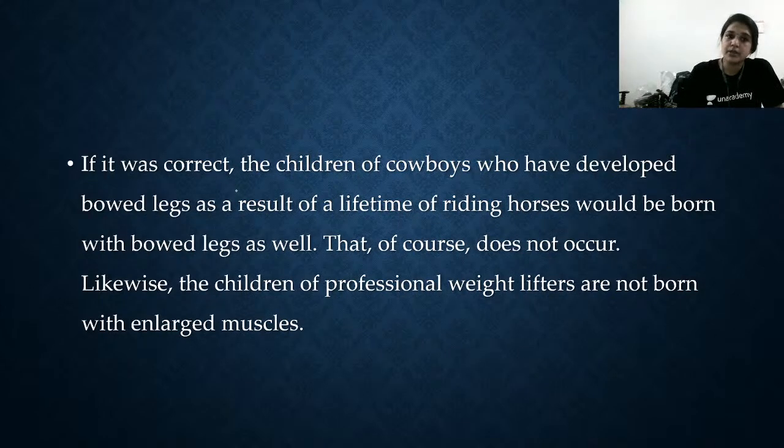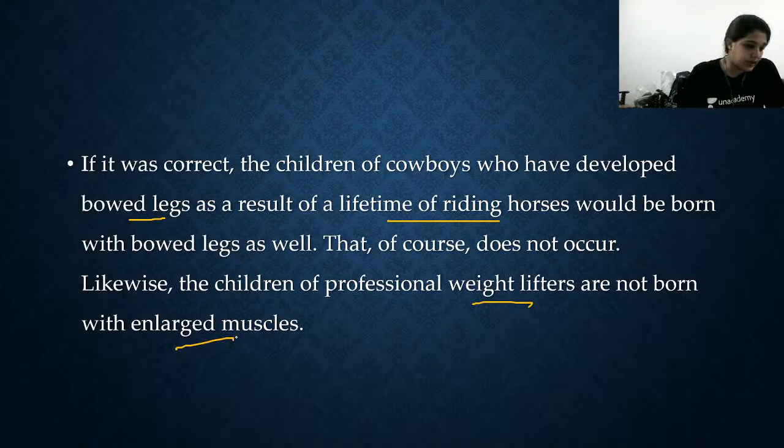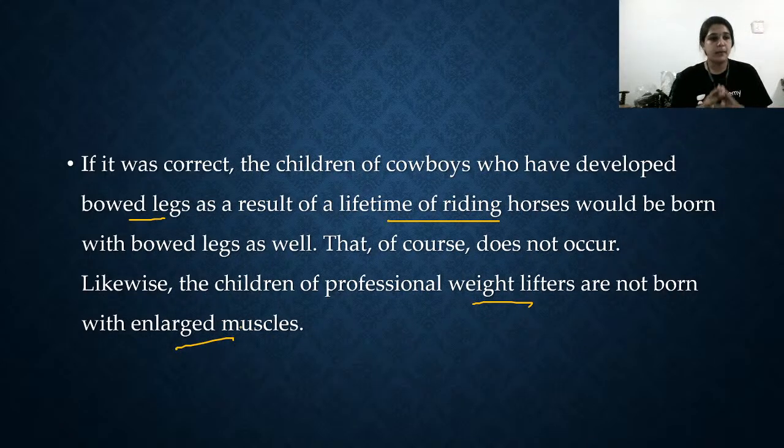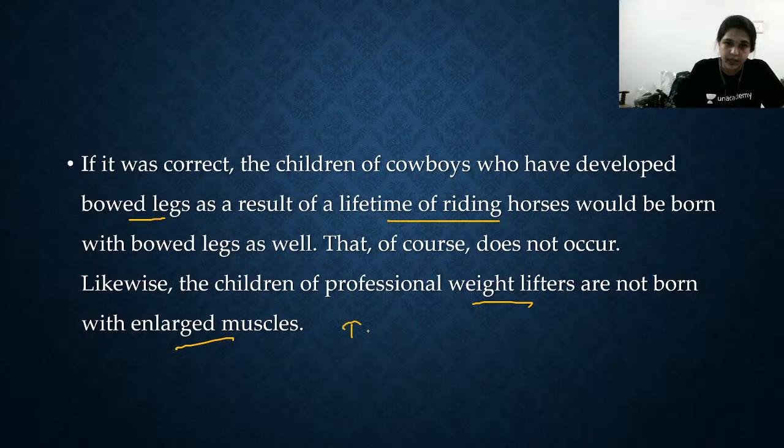The children of cowboys should have developed bow legs as a result of a lifetime of riding horses and would be born with bowed legs as well. But that is not the case. And children of professional weightlifters are not born with enlarged muscles. That is the question: if I follow a particular profession or have a particular trait, will that pass on? Tattooing is one best example. You also can write about tattoos. So these are all the important criticisms.